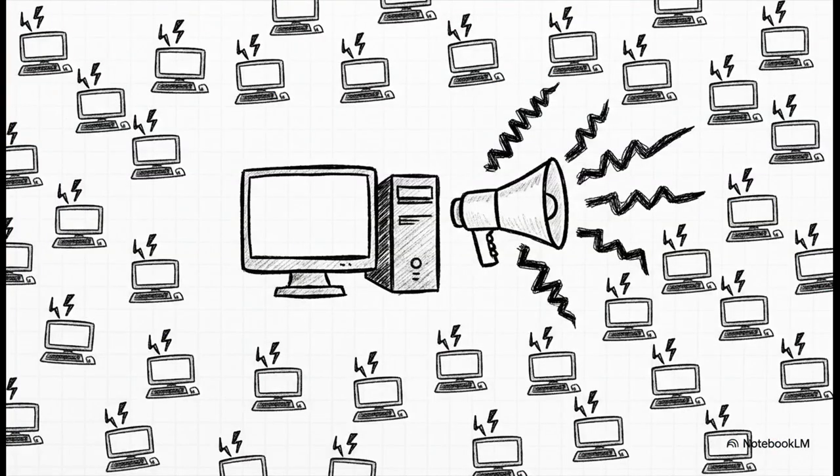Imagine a network is just one giant open-plan office. If one person shouts out an announcement, a broadcast, everyone has to stop what they're doing and listen. In networking, we call that a single broadcast domain. It's noisy, it's inefficient, it's a potential security mess, and it just does not scale well at all.